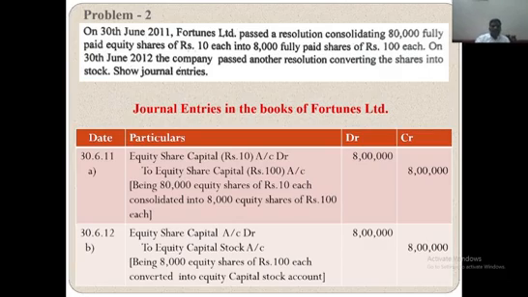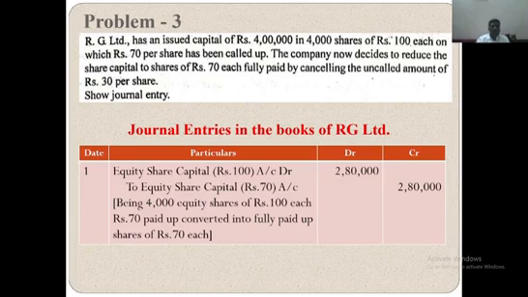The next, these shares are converted into stock. So, journal entry: equity share capital account debit to equity capital stock account. How much is converted to stock? Shares converted to stock, 8 lakh rupees, being 8,000 equity shares of rupees 100 each, converted into equity capital stock account.